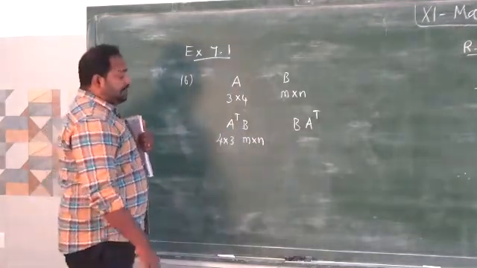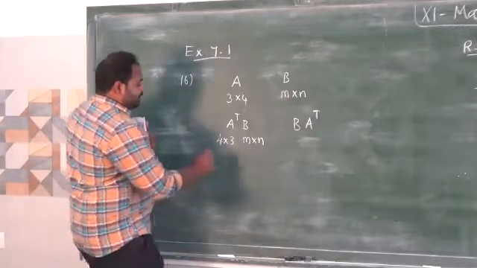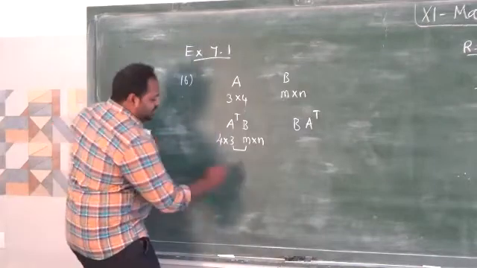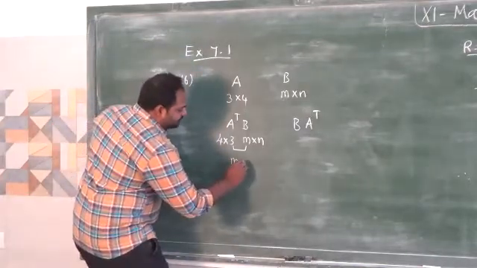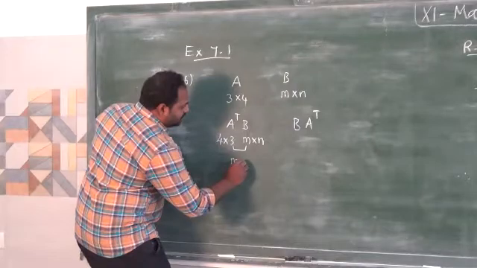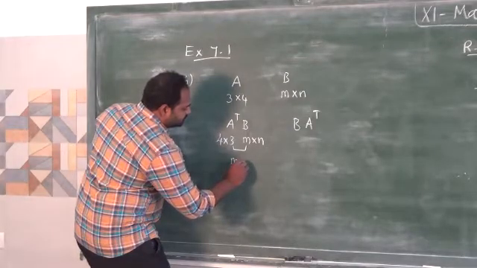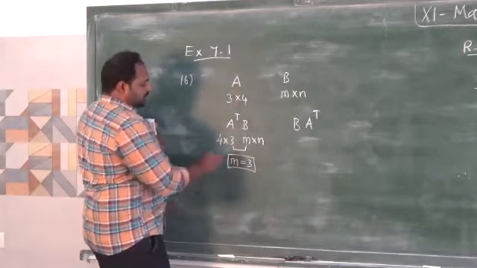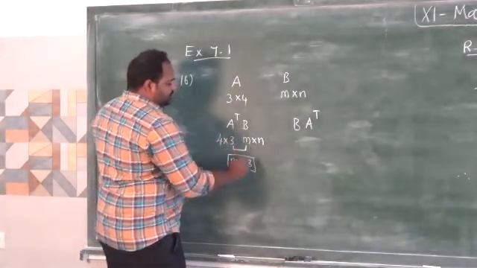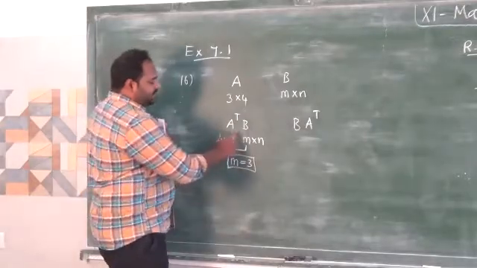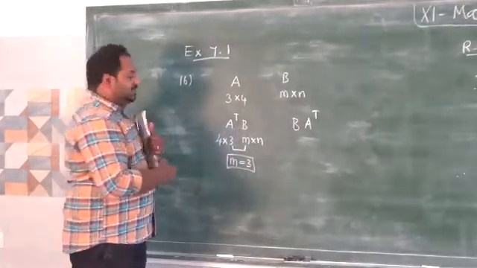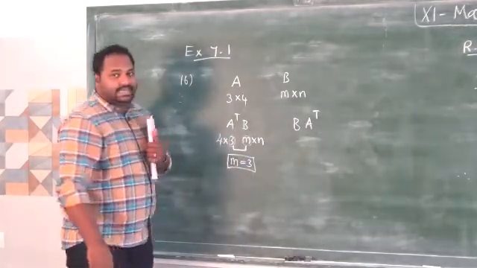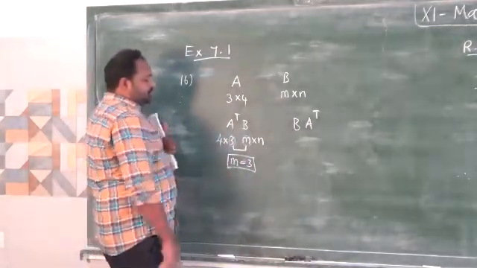Already I have taught you that these two values are the same. By this we can find m equal to 3. When matrices are defined like this, this m value and this m value will be the same. So m is equal to 3.